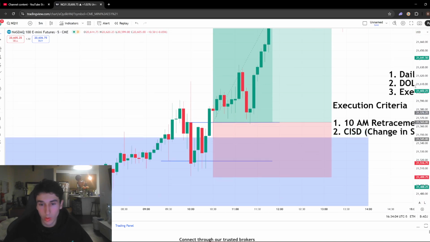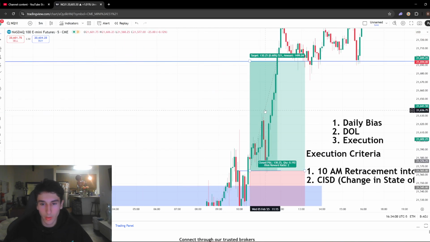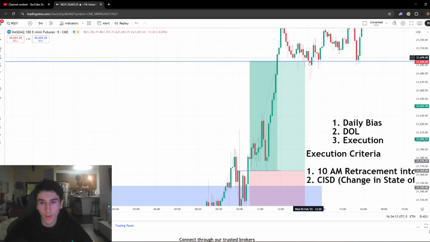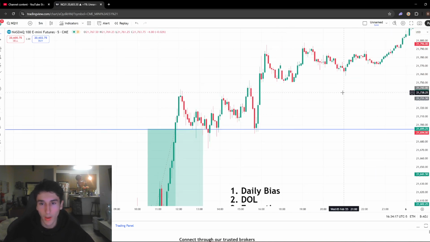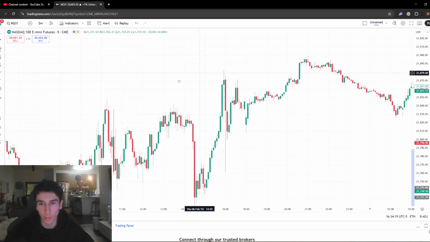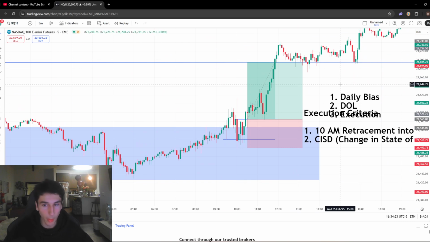So this was a beautiful trade, 5-minute execution. As you can see, it delivered pretty nicely. We push up, take out these highs, we retrace back to the entry, and then continue pushing back up, inversing this 5-minute gap as well. And then we just keep rallying up for a little bit more as well. So very good entry.